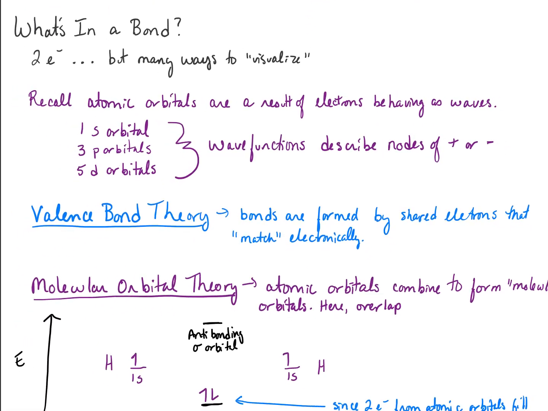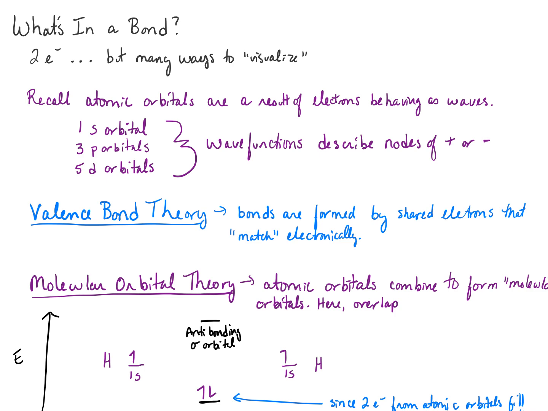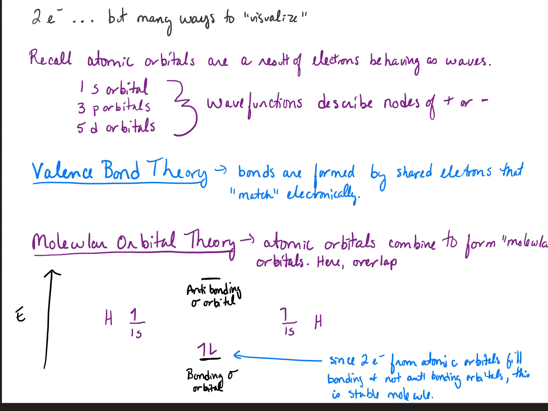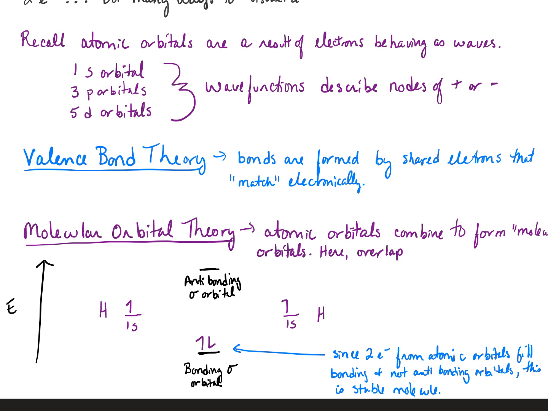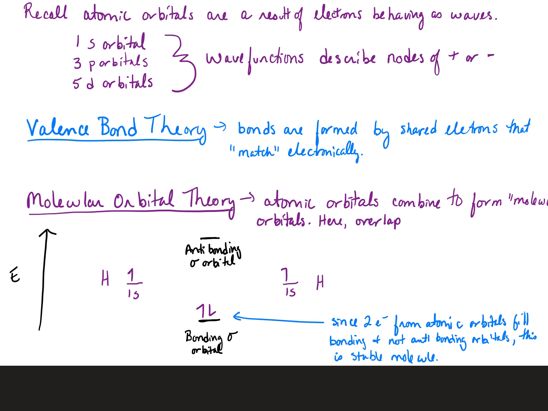Remember, 2 electrons is 1 bond, right? Atomic orbitals are a result of having electrons behaving as waves. So there are different types of theories, and what you've probably been exposed to the most so far is known as valence bond theory. Well, let's discuss the different types of theories. There's also something called molecular orbital theory. Molecular orbital theory approaches things from a completely different perspective. So let me go back to valence bond theory.